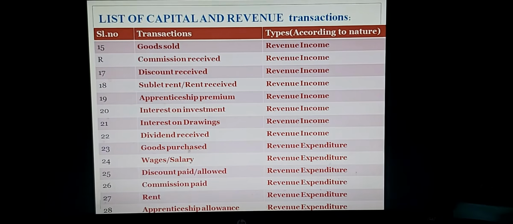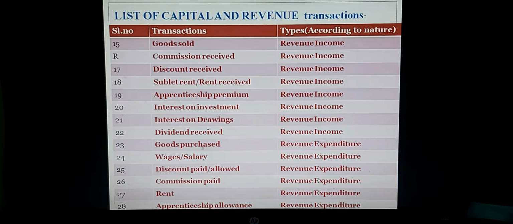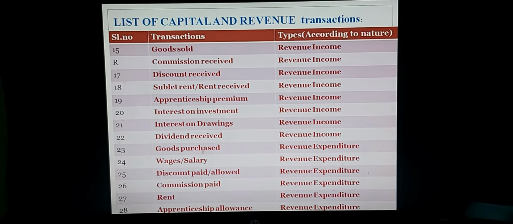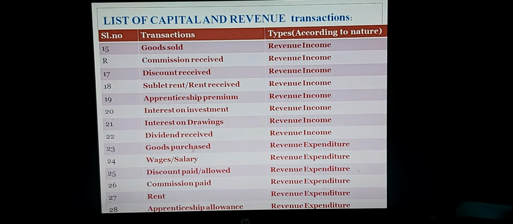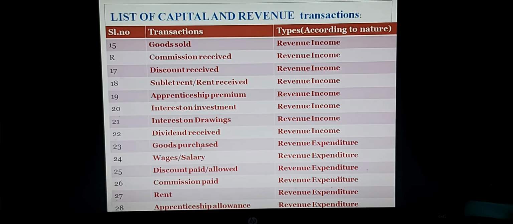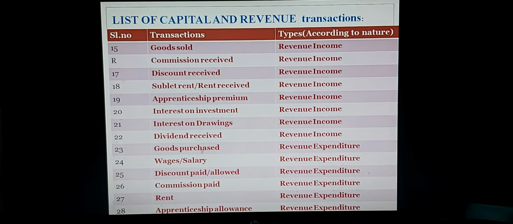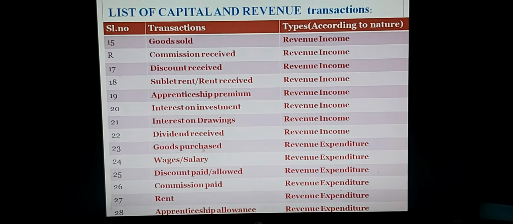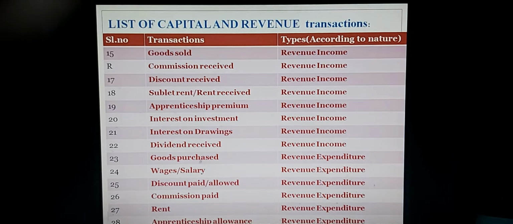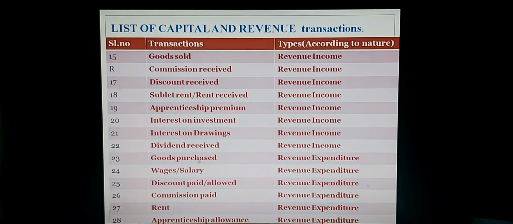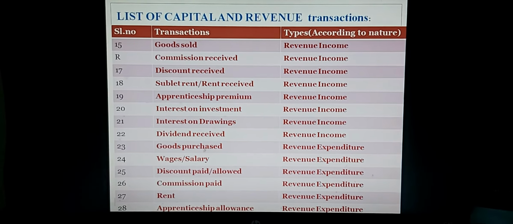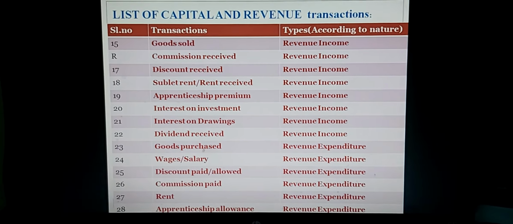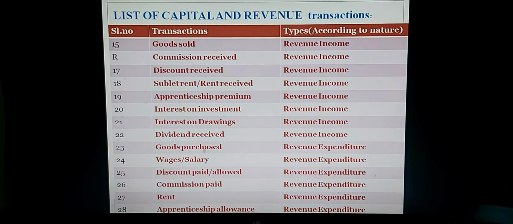Sublet rent or rent received from subtenant, that is revenue income. It's a regular item or regular income. Apprenticeship premium, it's related to a recurring or regular item. A small amount of money is related to this item. So this amount is revenue income. Interest on investment. Investment purchased or acquired is one kind of capital expenditure, but interest from investment or any other source is related to revenue income.